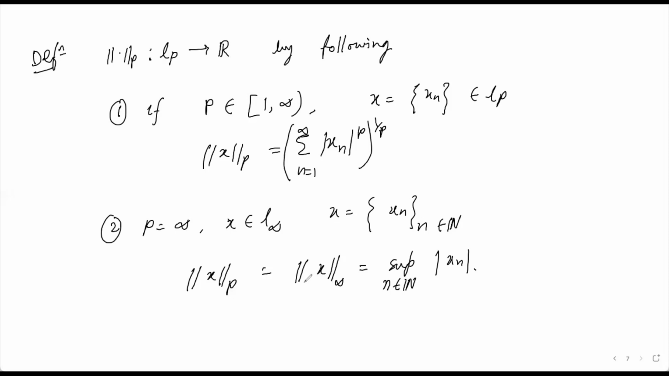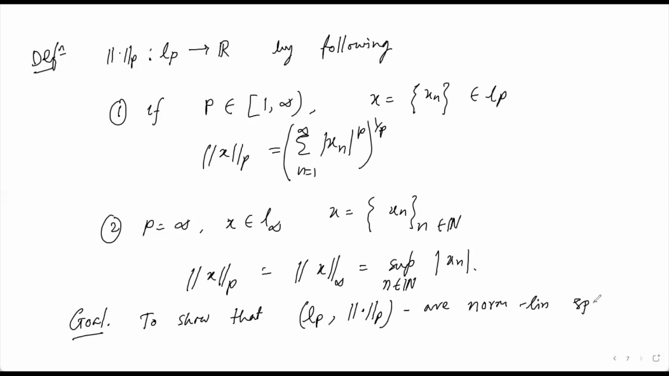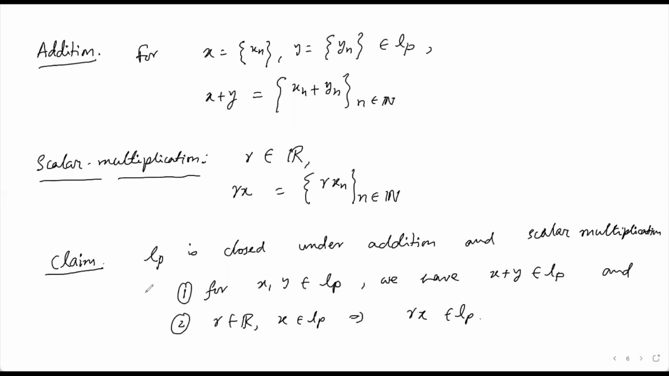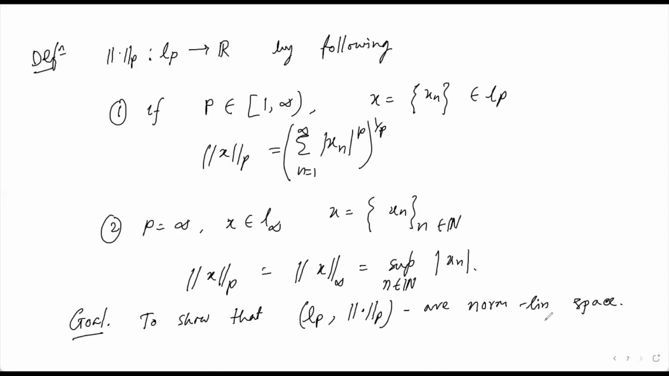Okay, and our goal is to show that Lp with this function is a normed linear space. So basically, we have to show that Lp is a vector space with addition and scalar multiplication defined here. First of all, we have to show that Lp is a vector space, and then we have to show that this is a norm on Lp for every p belonging to the closed interval [1, infinity), and for p equal to infinity.